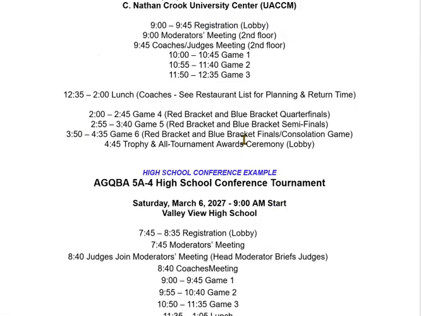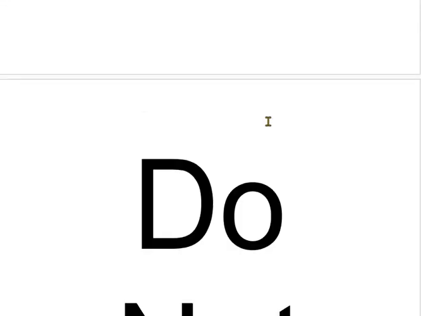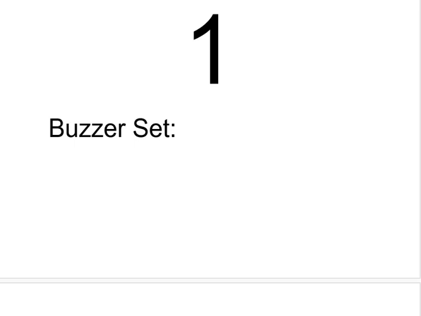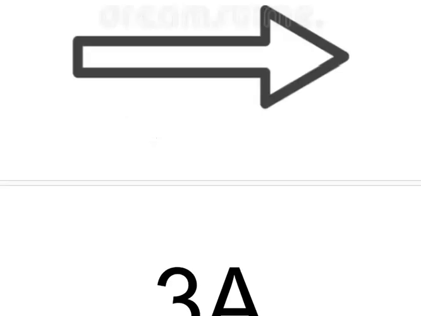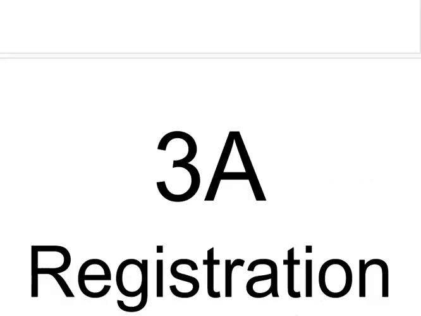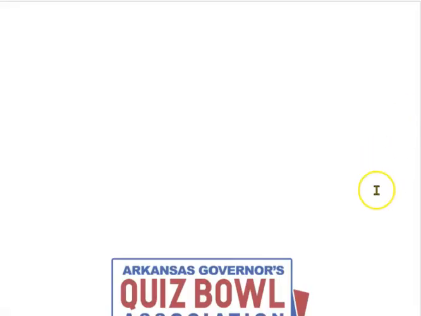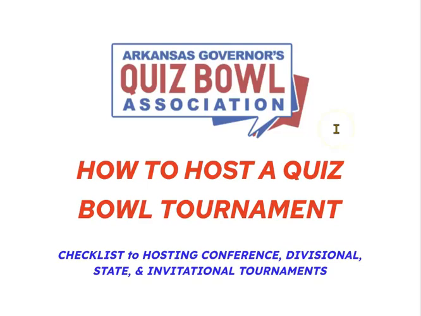Sample schedules for junior high and high school tournament schedule examples, and then all of your signs. Of course, you're going to change your prices here or whatever. Stat room, and then I'll just drag down through so you can get the idea. You've got junior high rooms, high school rooms, restroom signs, all that kind of stuff, and then arrows that you can print off and cut out, and change this to 1A or 5A or whatever you need to. So anyway, that document will help you. You've got a lot of cool things there that can help you with your tournament.